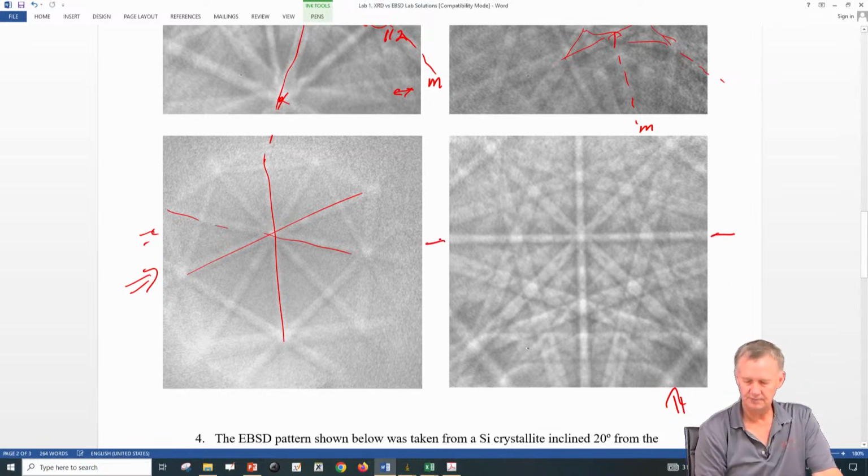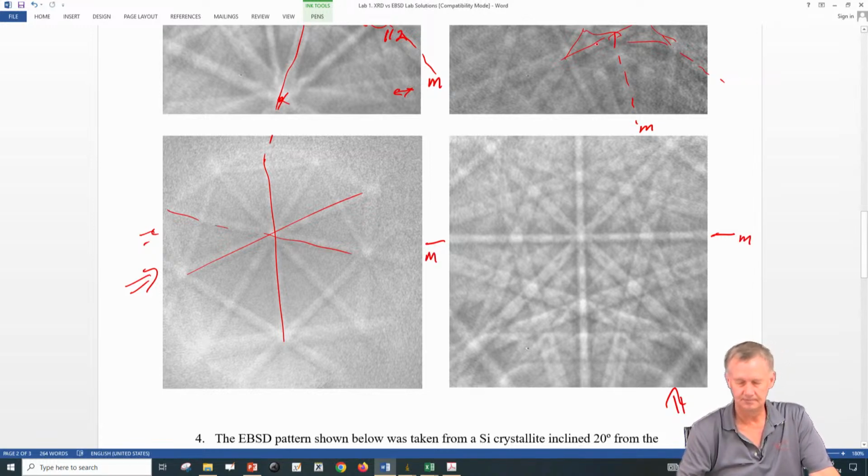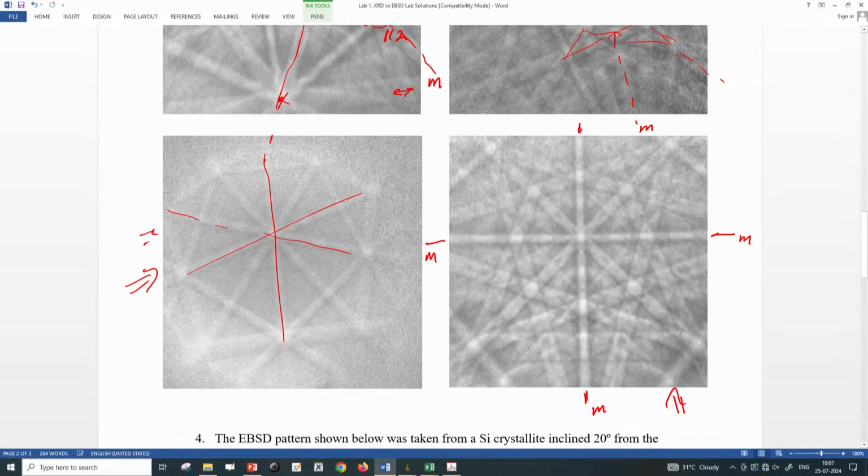Horizontal line mirror. Okay. Does everybody agree with that? The vertical line? Okay. So you have 2 mirrors that are perpendicular to each other, is that correct? So what does that mean? Two-fold X. No, 4-fold. Right. 4-fold X. So this is a 4-fold.